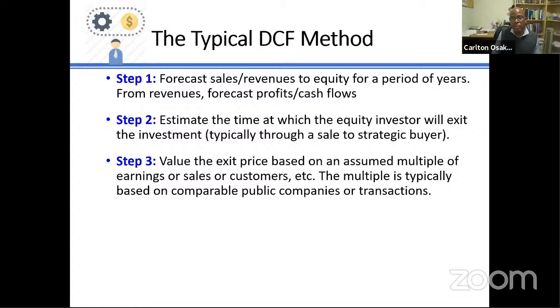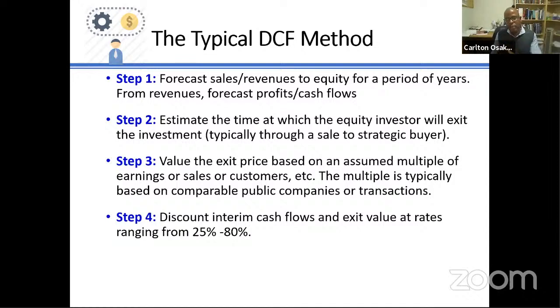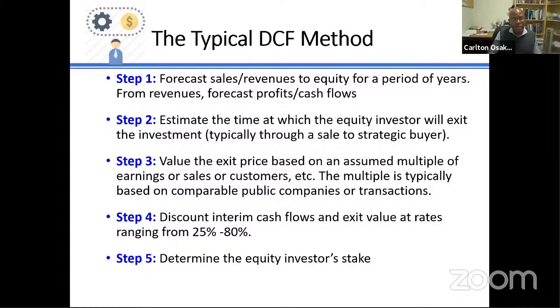Step 4 then is once you have the cash flows up until the exit date, and you have that exit value, you discount everything back to today to get the value of the firm. Now, for a new venture, right, the discount rates are fairly high. They range somewhere from 25% to 80% as a discount rate. And we'll ask ourselves why that's the case. But once you have that, you end up with the entire value of the firm.